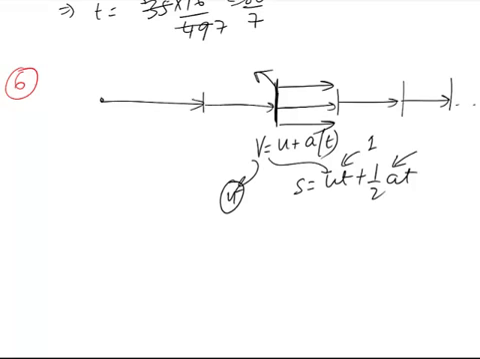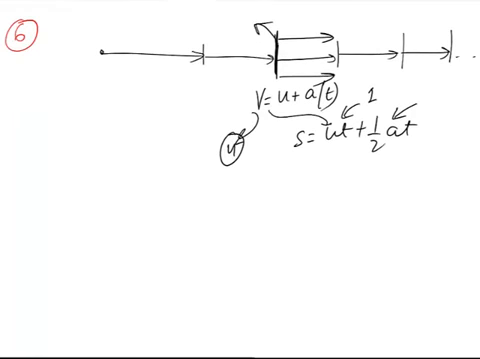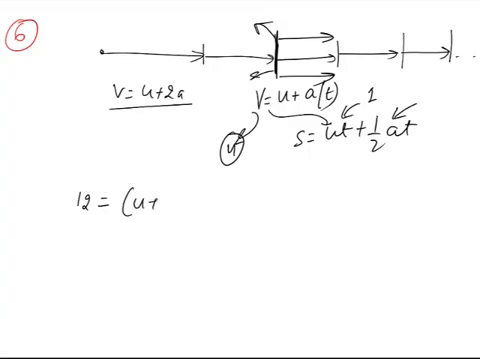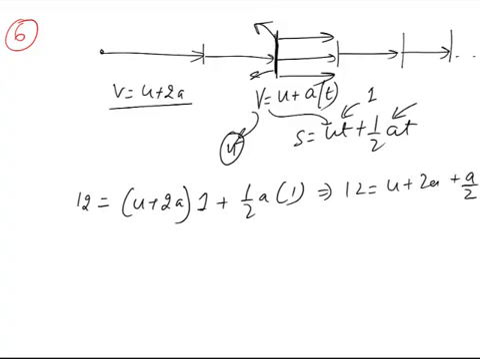So let's try to form some equations. First, it travels 12 meters in the third second. That is, the velocity here would be u plus 2 into a after 2 seconds. So 12 equals u plus 2a into time taken, which is 1 second, plus half into a into 1. So 12 equals u plus 2a plus a over 2. So 12 equals u plus 5a over 2.